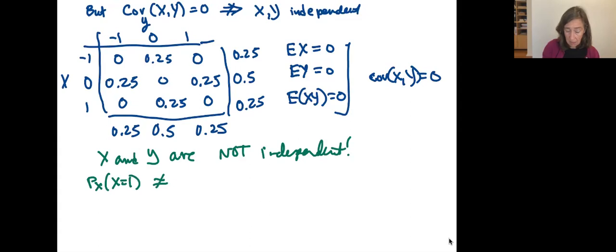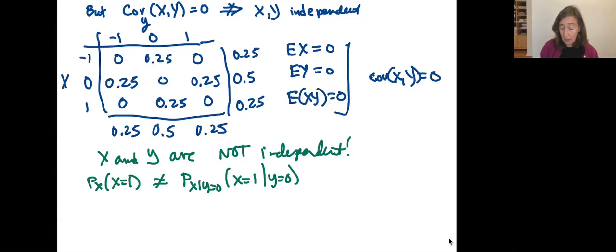To see that, I'm going to assert and then show that the probability that x equals 1 is not the same as the probability that x equals 1 conditional on y equals 0. Just reminding ourselves, this is what it means to be independent. If they were independent, knowing that y equals 0 would not change our probability associated with x. And I'm saying that in this case, it does, because the probability that x equals 1, the marginal here, is 0.25.